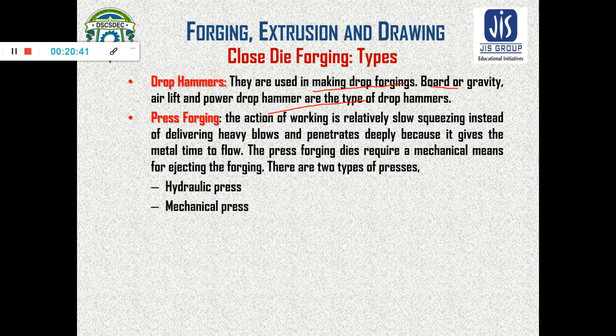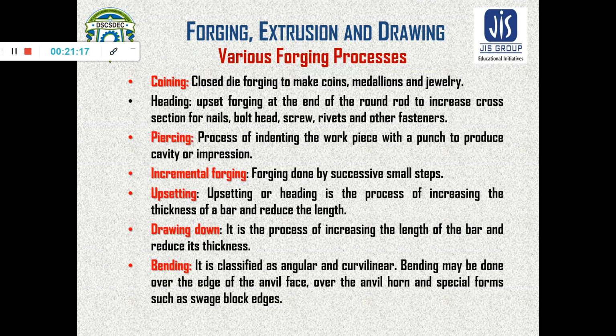Similarly, in case of press forging, the action of working is relatively slow squeezing. Instead of delivering a heavy impact load or heavy blow that penetrates deeply, it gives the metal time to flow. The press forging dies require a mechanical means for ejecting the forging. There are two types of press: first one is hydraulic press and second one is mechanical press. So these are the closed die forging types.